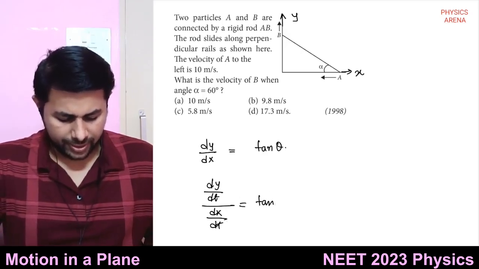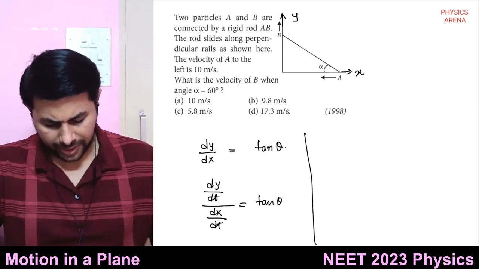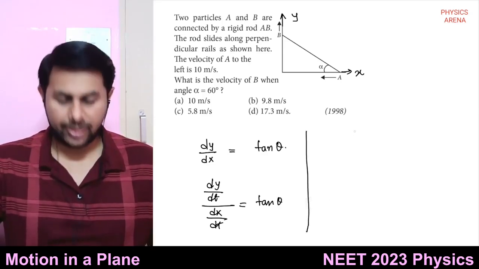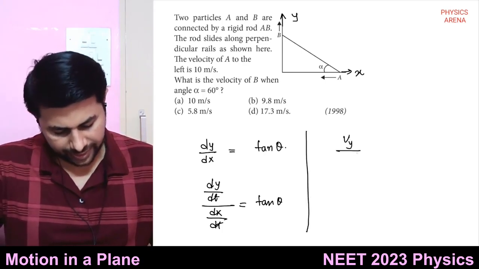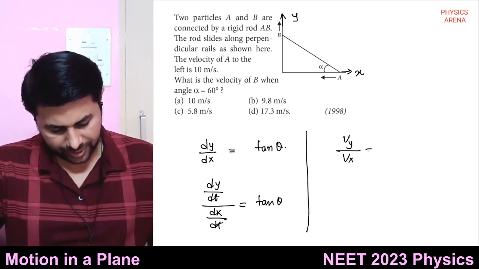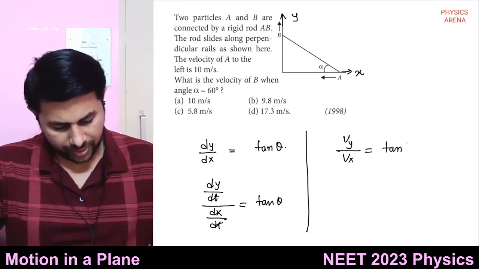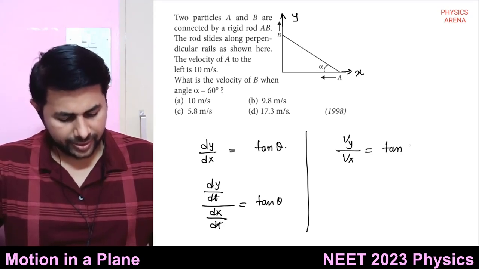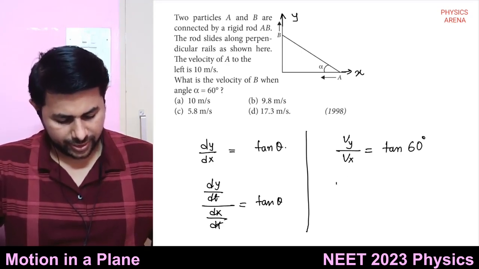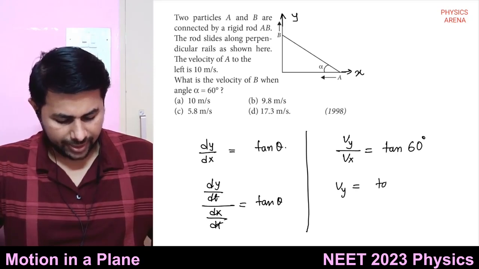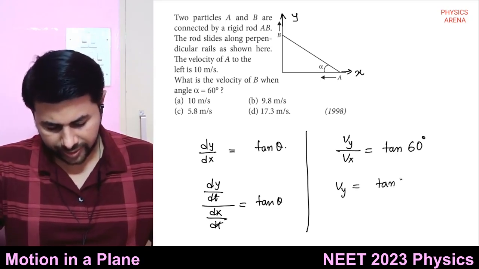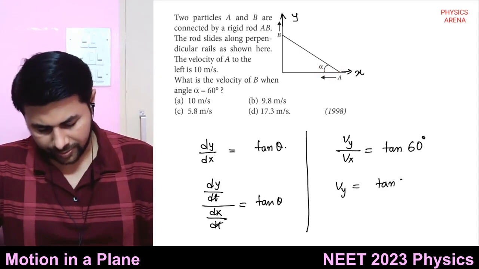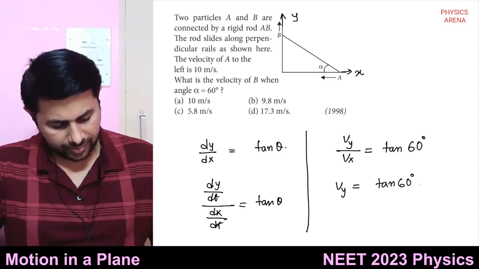That will be your tan theta, and dy by dt is the velocity in y direction, dx by dt is the velocity in x direction. This is equal to tan of, not theta, this angle is alpha, which is equal to 60 degrees. So Vy is equal to tan of 60 degrees multiplied by Vx, because we are given the velocity in x direction.